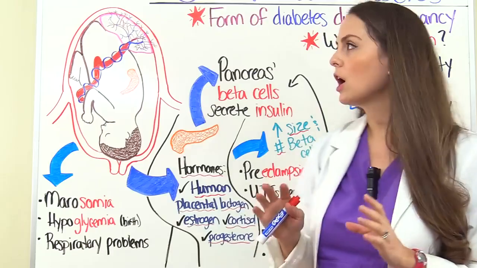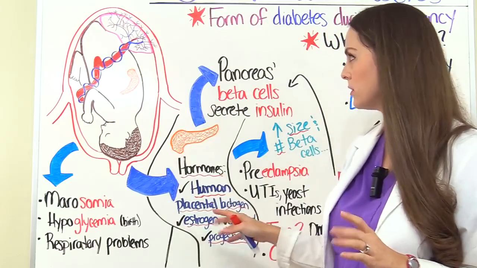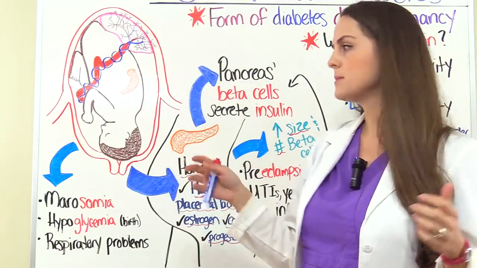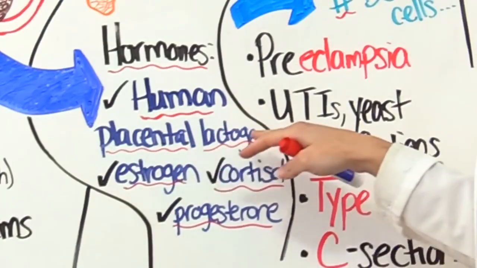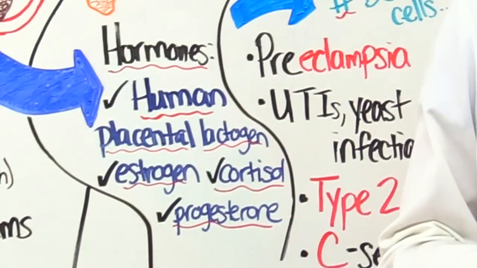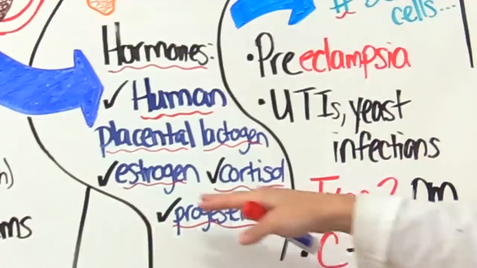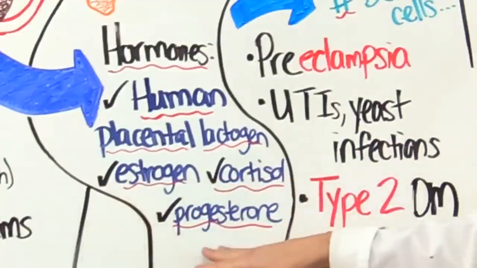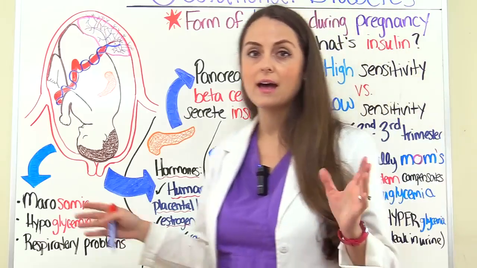Now, why this is occurring is due to these hormones being produced. One hormone that's being produced is human placental lactogen. This is majorly going to influence insulin sensitivity. It's going to lower it. Also, estrogen, cortisol, and progesterone play a role with that as well.